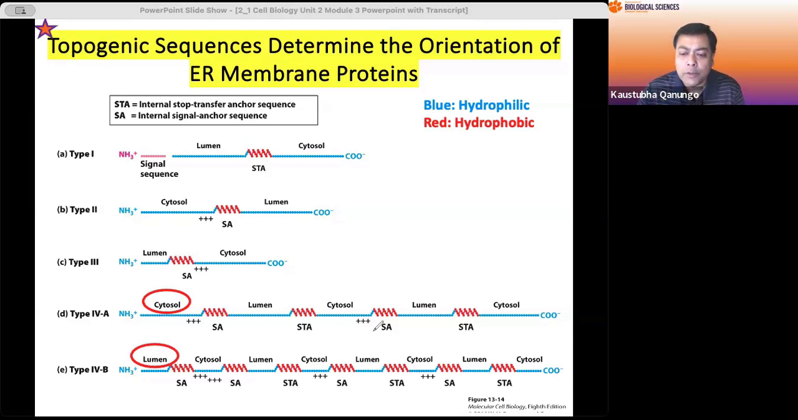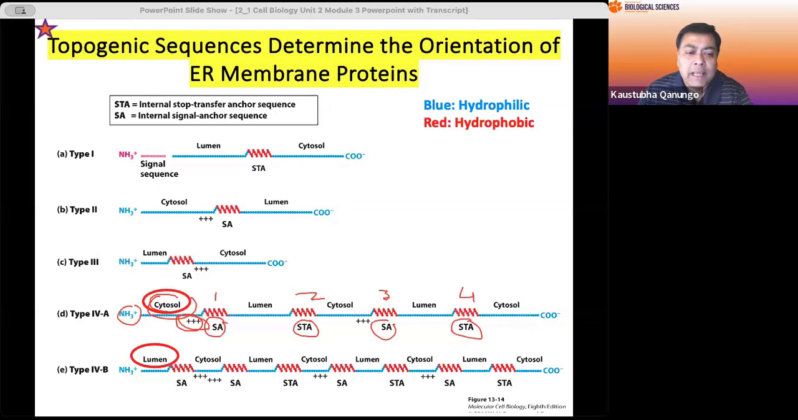The next one that we are looking at is type 4A. So here you have an even number of transmembrane domains: 2, 3, 4. And see what is happening: here the N-terminal is on the cytosol, so you have the plus. Even if you do not write plus or minus, remember that if you see a plus sign, that part of the protein is going to be on the cytosol. And the first sequence is SA, followed by an STA, SA, followed by an STA. This will be for the even number.